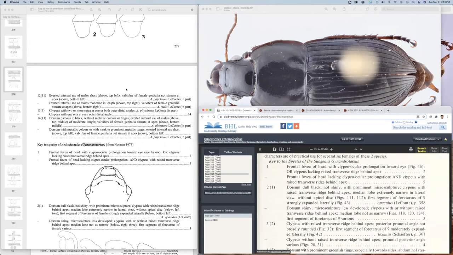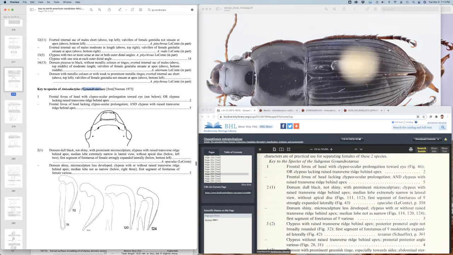Now, one resource that we do have is this large document, which was shared with the NEON Carabid community, which has basically a compiled version of all of the keys that have been available through 2010 or so for carabids of the United States. And here, this key has been reproduced from Noonan 1973 and included the figures within the couplets. So that's what we'll use here. So we've keyed this to Anisodactylus Gynandrotarsus.